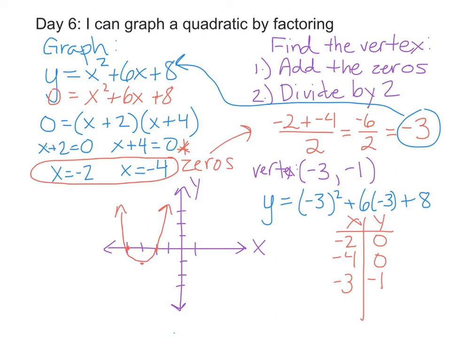Okay, so I'm going to just give you one to think about and look at on your own, and then really that's all I'm going to ask you to do. So, y equals x squared minus 12x plus 35.